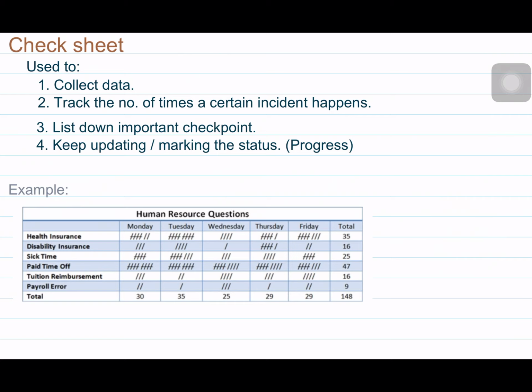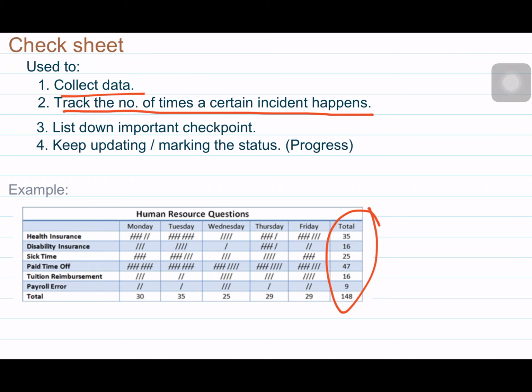Then the second tool will be the check sheet. A check sheet is a basic quality tool that helps us to collect data. It might also be used to track the number of times a certain incident happens. As an example, a human resources department may track the number of questions by the employees per category per day. In this particular check sheet, the tool will show the total number of questions received by the human resources department.